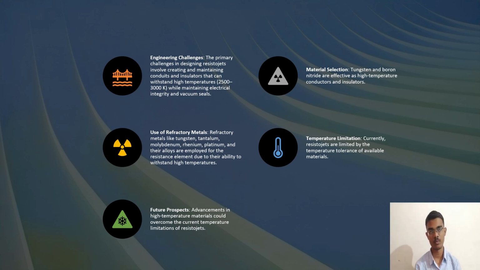Use of metals: refractory metals like tungsten, tantalum, molybdenum, rhenium, platinum, and their alloys are employed for the resistance element due to their ability to withstand high temperature. Next is the temperature limitation. Currently resistojets are limited by the temperature tolerance available in materials. Future prospect: advancement in high temperature materials could overcome the current temperature limitations of resistojets. If materials are improved, there will be advancement in the resistojet as the metal will not melt.